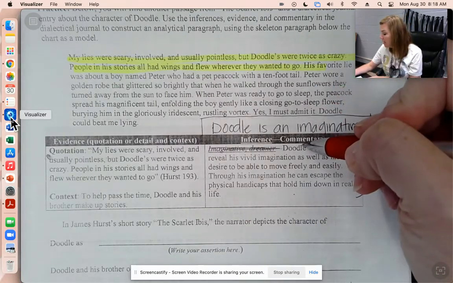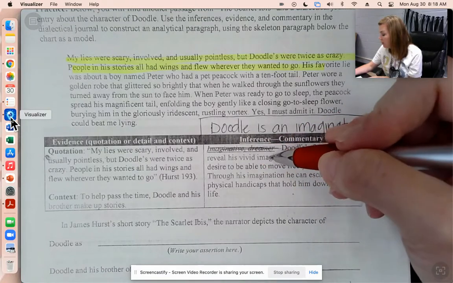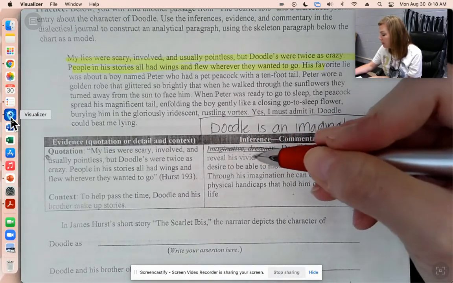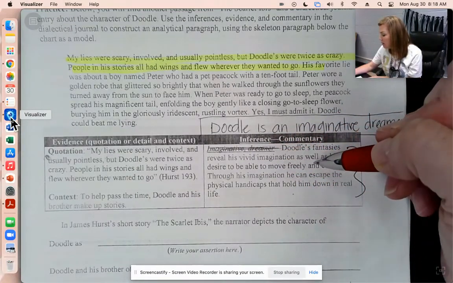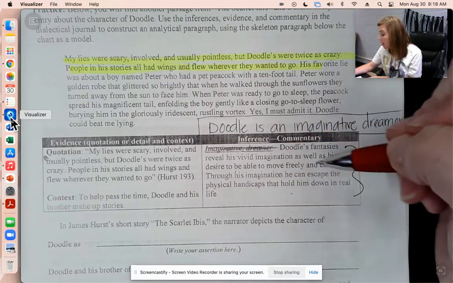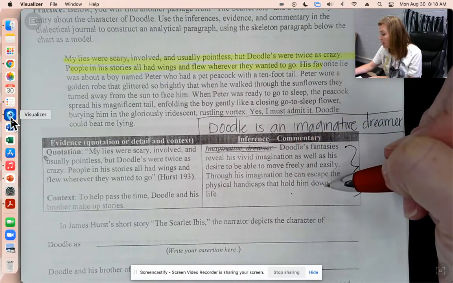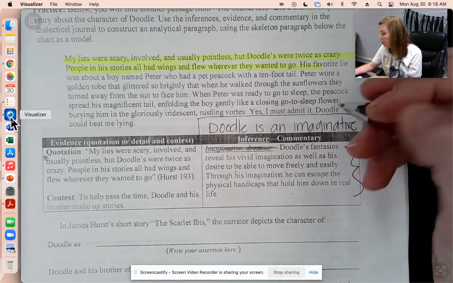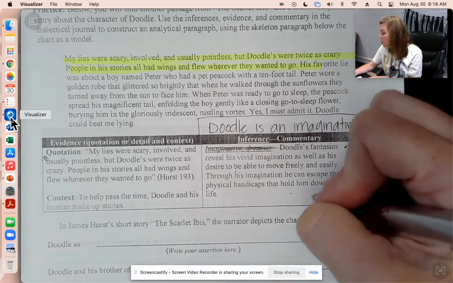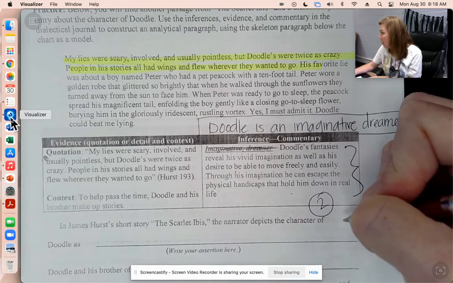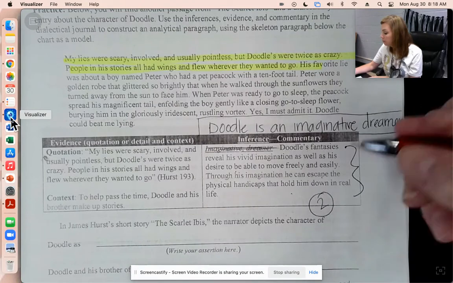Their commentary is Doodle's fantasies reveal his vivid imagination as well as his desire to be able to move freely and easily. Through his imagination, he can escape the physical handicaps that hold him down in real life. So they've got 2 sentences, which is the minimum that you have to have. You have to have 2 sentence minimum from here on out in order to get full credit, okay?